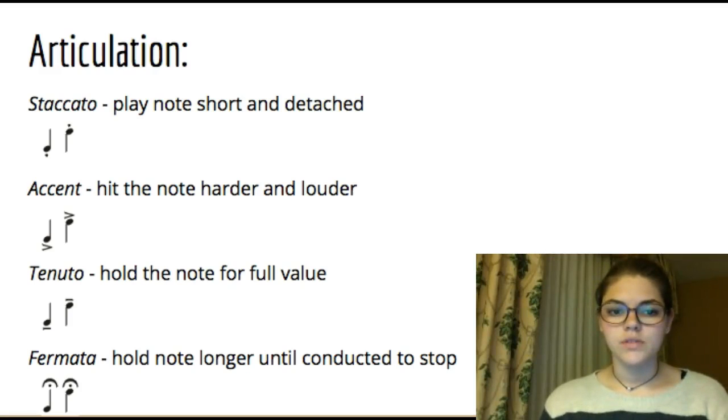In addition, we have tenuto, which means to hold the note for its full amount of value, which is a line. And then finally we have a fermata, which means to hold the note longer until the musician is conducted or told to stop. So this is the last picture with the little dot and the umbrella. It's usually accompanied at the end of the piece, and it makes for a really dramatic end to the note and end to the piece.